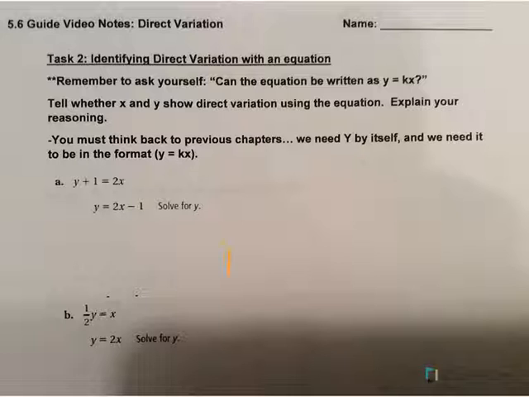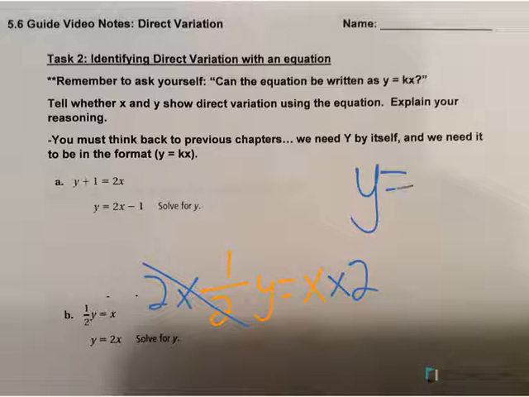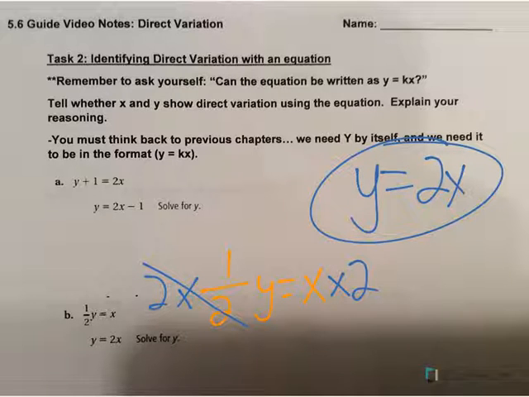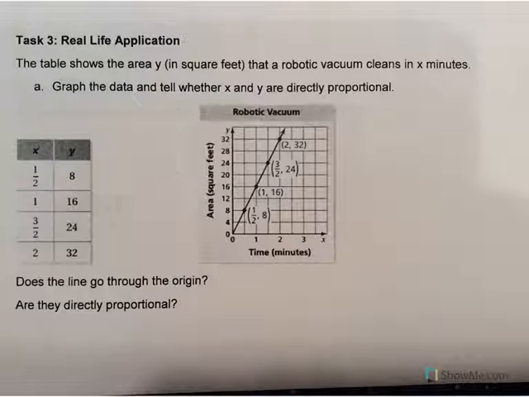So same thing with b. We have 1/2 y equals x. We want to get y by itself. One of the ways we can do that, we can either divide by a half or we can multiply by 2. So I multiply by 2. The times 2 and times a half cancel each other. So y is by itself, and on the other side I would get 2x. So I get y equals 2x. Is that in this format? The answer to that question is yes. Y equals 2x. And so 2 is your k, your constant of proportionality.